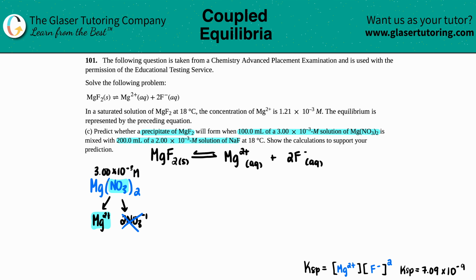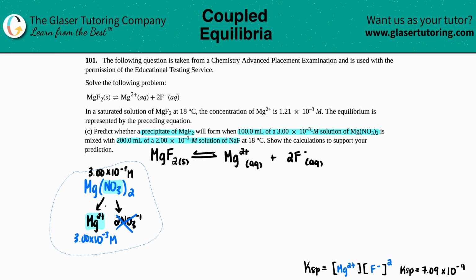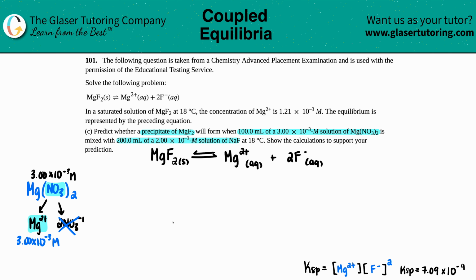Now just look at that ratio. For every one Mg(NO3)2, there is only one magnesium, right? There's only one magnesium. So it's a 1-to-1 ratio. So you're going to start off with 3.00 times 10 to the negative third molarity of the Mg2+.